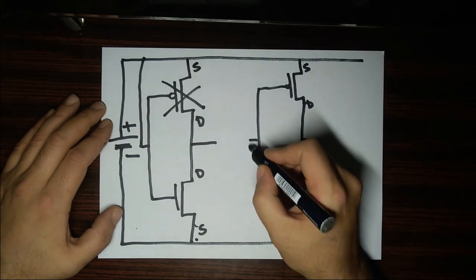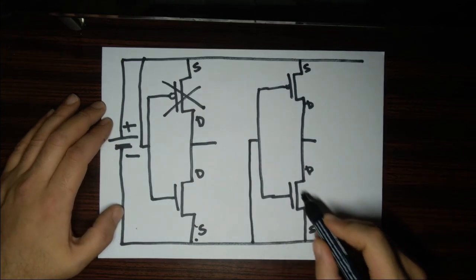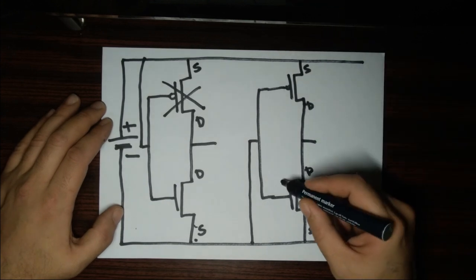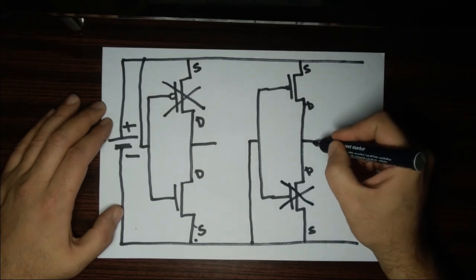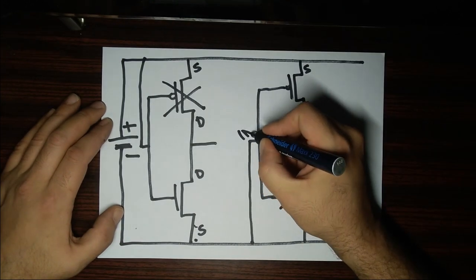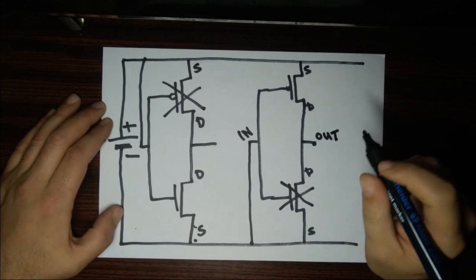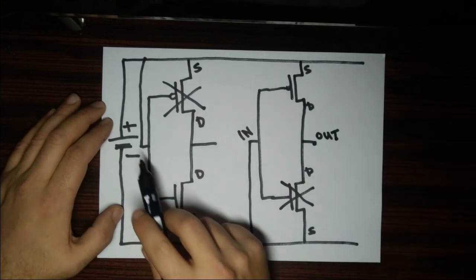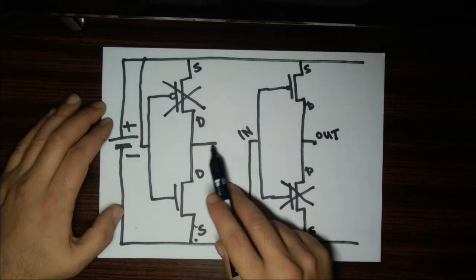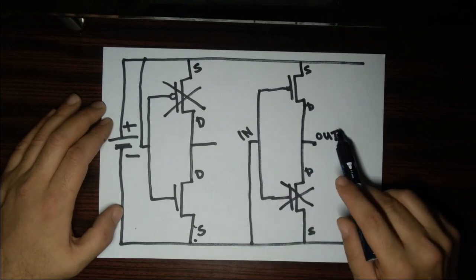If I now connect the two gates to the negative rail, the N-type MOSFET is off, whereas the P-type is on, effectively connecting this point to the positive rail. We will call this point the input, and this is the output of our NOT gate. So for any input, we get the negated output. When the input is high, the output is low. When the input is low, the output is high.